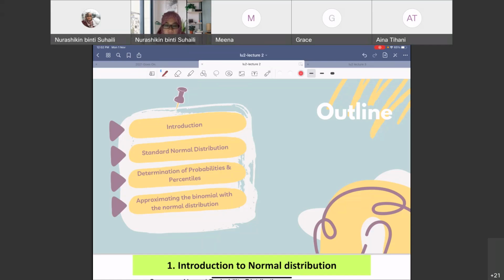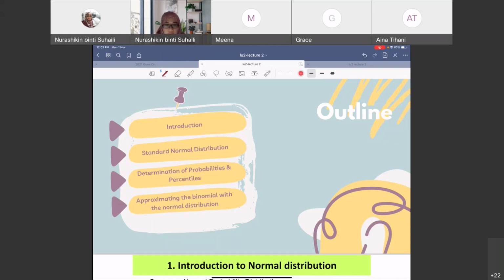That's the second subtopic, and then we're going to see how to determine probabilities and percentiles in the normal distribution, and finally approximating the binomial with the normal distribution. Okay, so this is lecture 2. We are going to cover lecture 3, so we're going to have 2 lectures today.